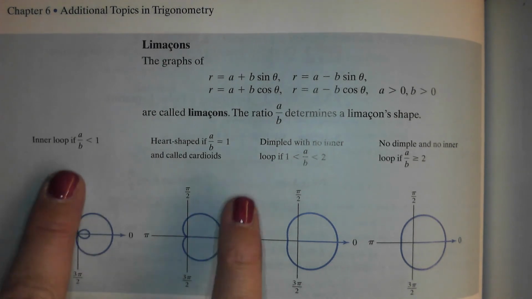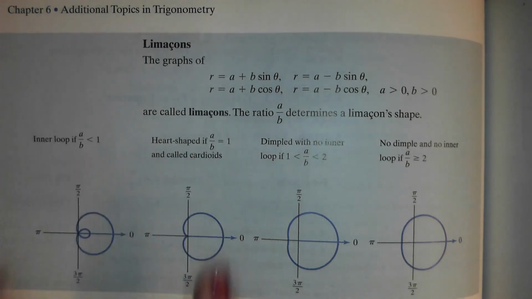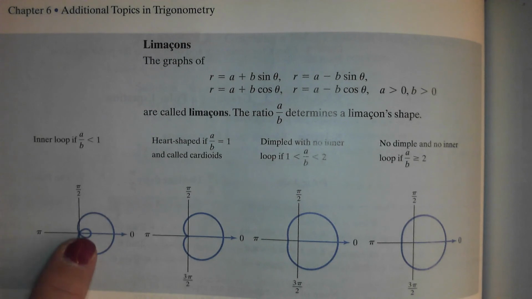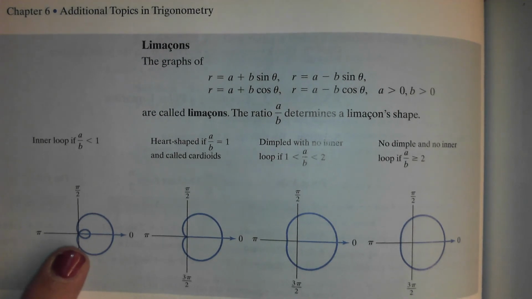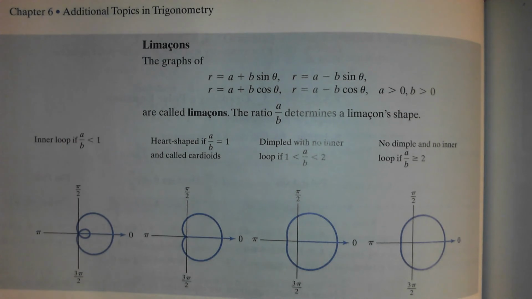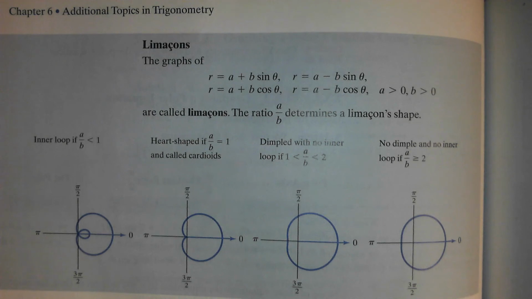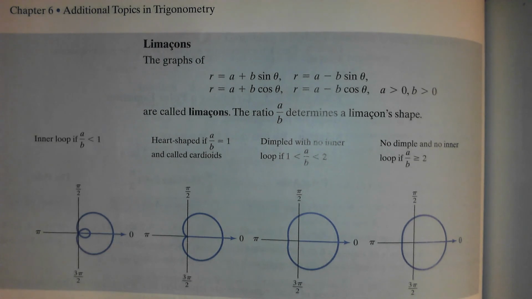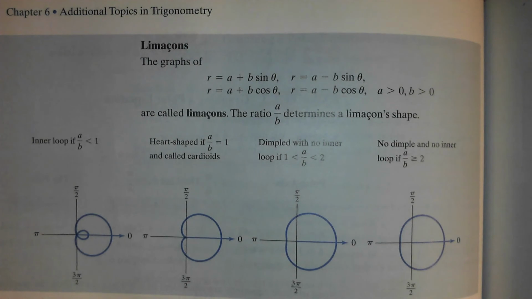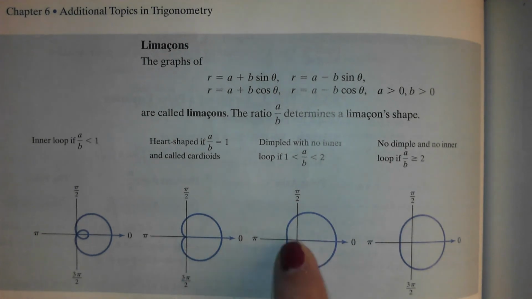So these are the rules you don't have to memorize, but it's all about the ratio of your vertical shift to your amplitude. And if that ratio was less than 1, we get that inner loop. That's because the vertical shift is smaller than the amplitude change, so we actually hit a 0 additional times. Then we have a heart-shaped, which really comes back to the origin at a point and goes right out. And then we have a dimple with no inner loop.